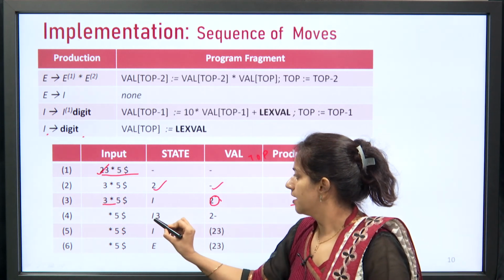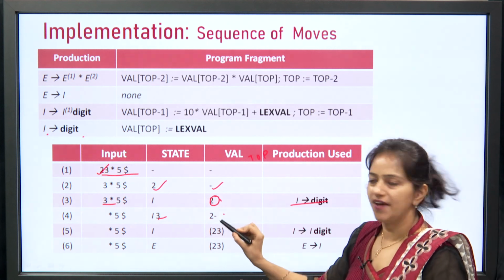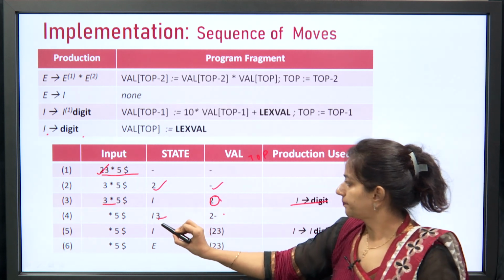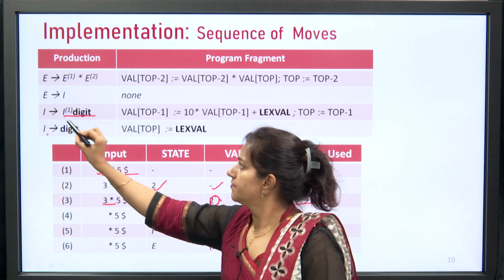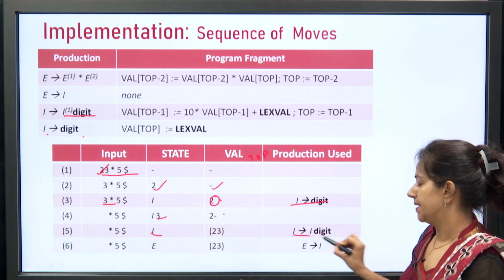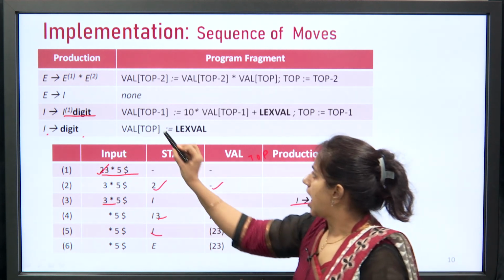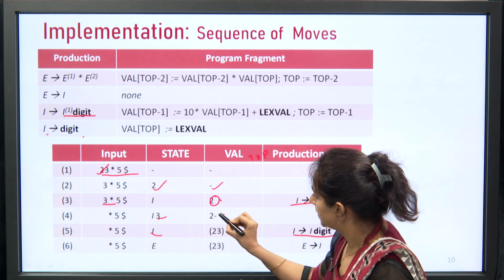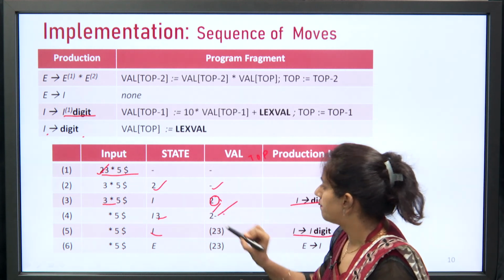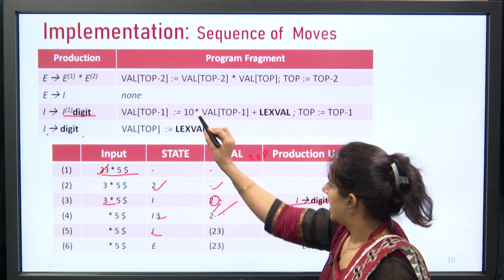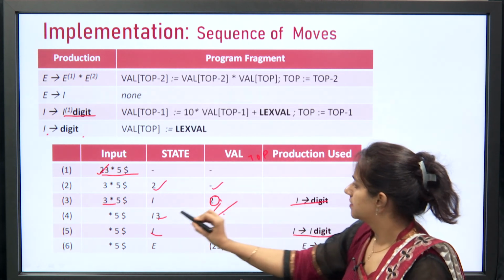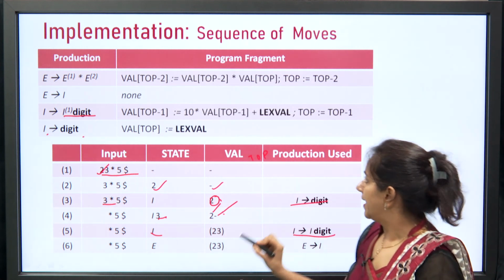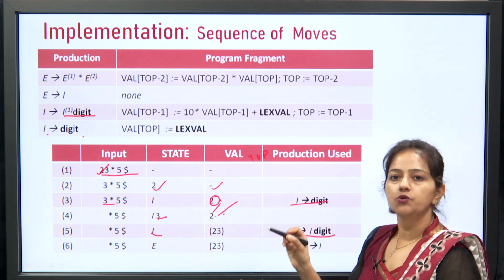Next is 3. So, the state is 3 and until now no value is on the stack with respect to 3. Now, this I digit 3, using this production, will be reduced to capital I. Now, here on the stack, how the computation will take place: this is at top and this is at top minus 1. So, 10 into top minus 1 plus this lexical value 3 will give us the answer, that is 23. And now we will update top to top minus 1.